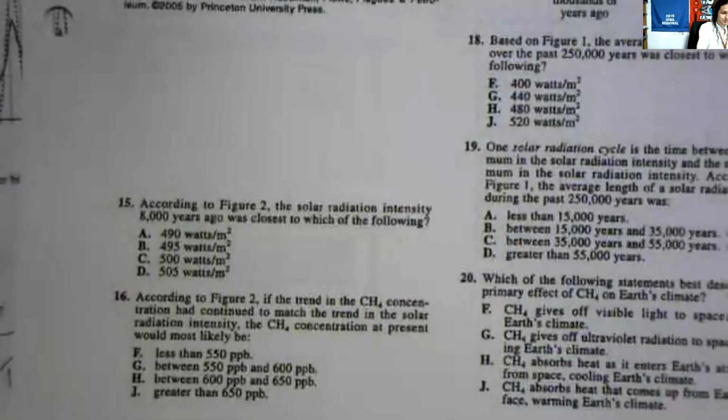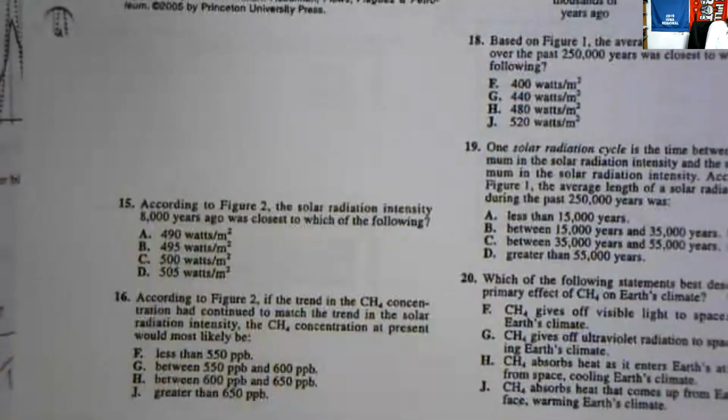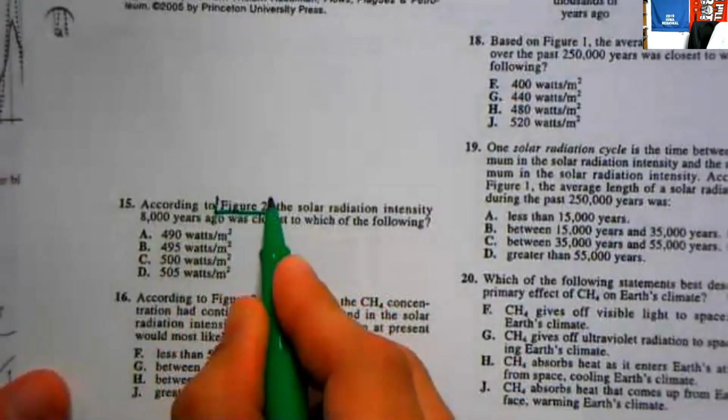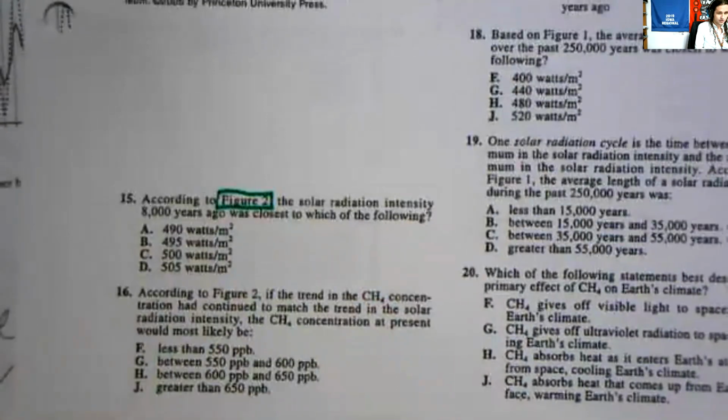Let's take a look at something real quick. Let's turn to the questions. Let's take a look at every single question except the last one. And I've got 6 different colors because I've got 6 different questions. I'm going to mark through these for you real quick. Look at number 15. It tells you where to look.